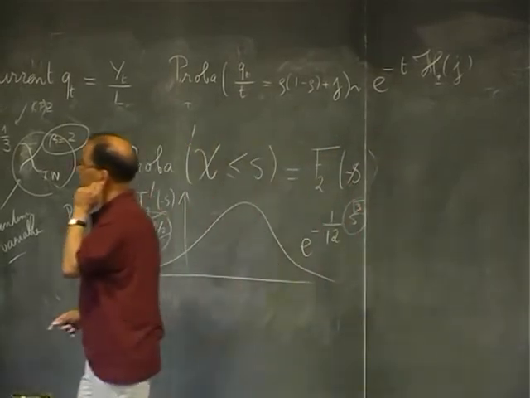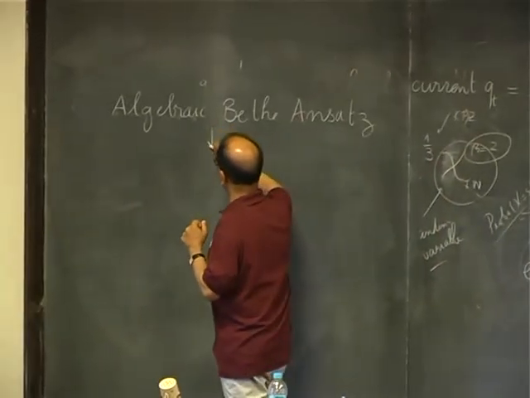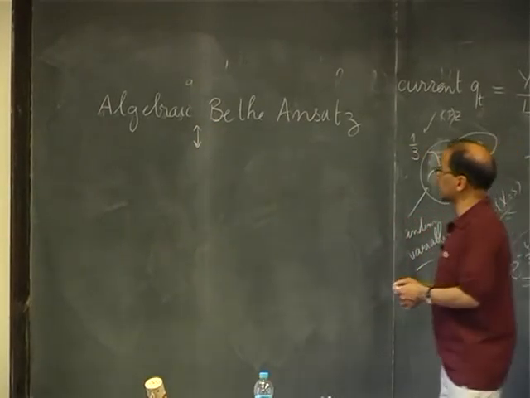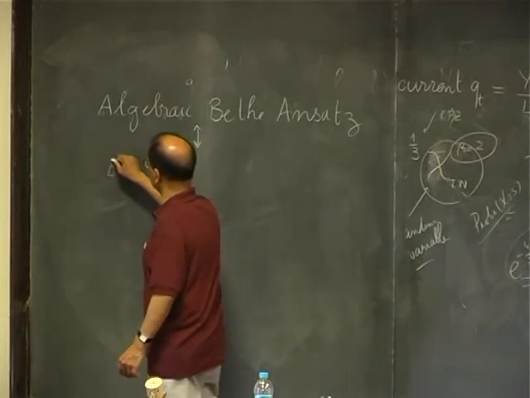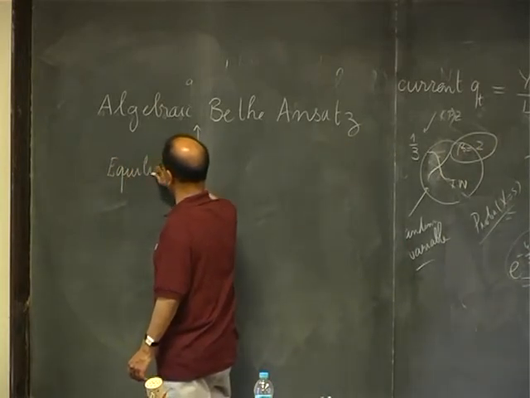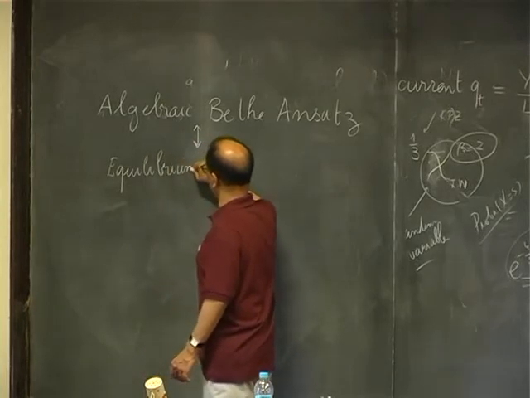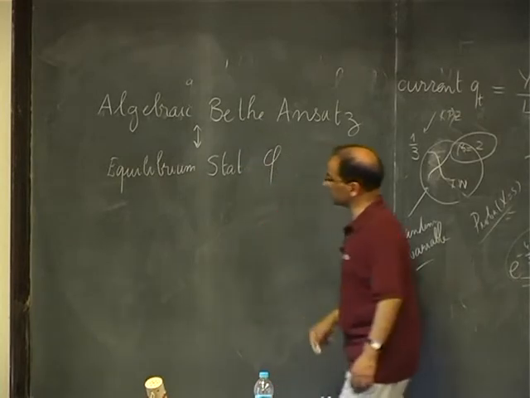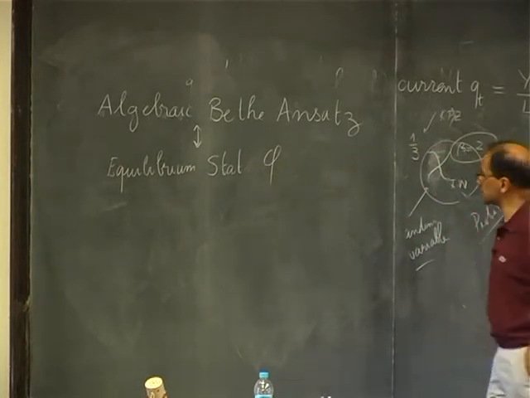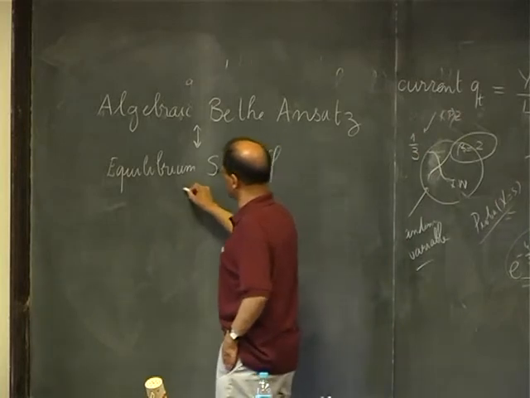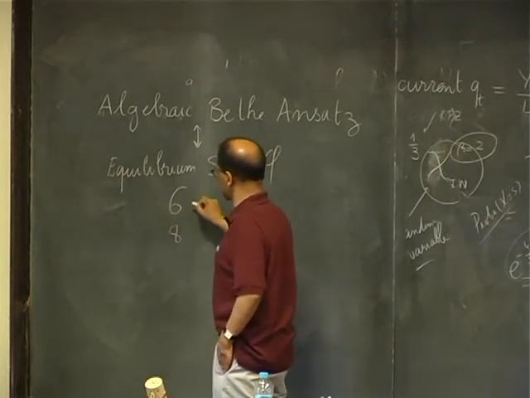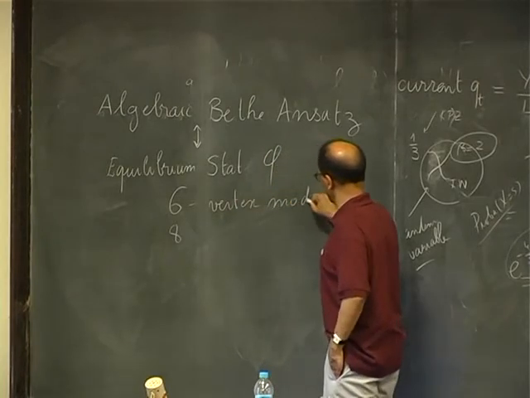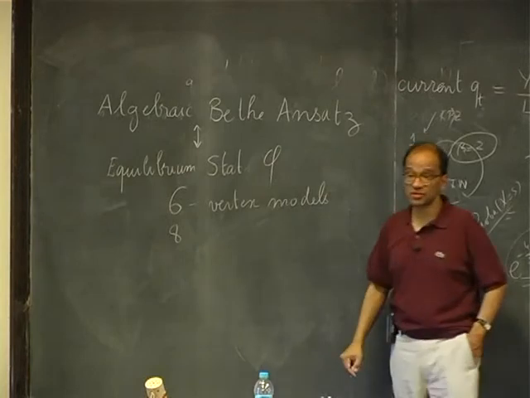I'm not going to tell you about it, but at least historically, this was built by Baxter and the Russian school, Faddeev et al., by studying equilibrium statistical mechanics and the generalization of the Ising model, which was studied by Lieb also, the so-called 6 or 8 vertex models, which are equilibrium models in two dimensions.